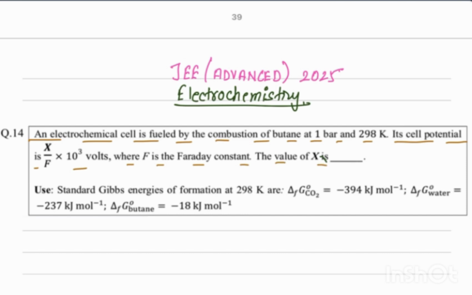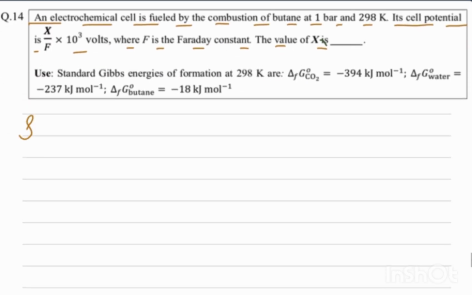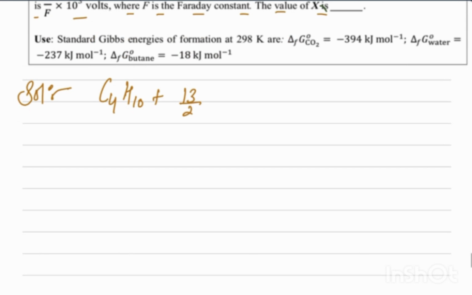So we have to tell the value of X. So how to do this question? Let us start the solution. First we have to take the reaction. C4H10 is reacting with 13 by 2 O2 and it will give us 4 CO2 and 5 H2O.